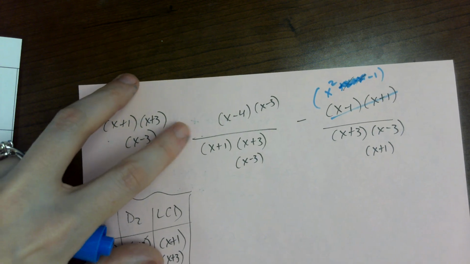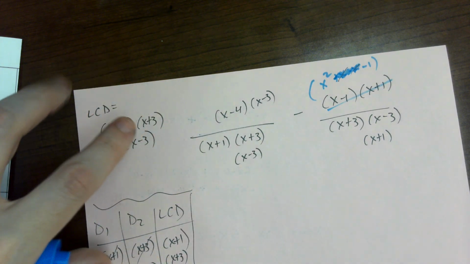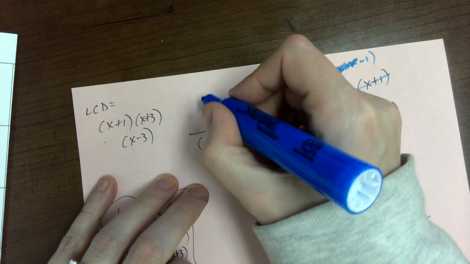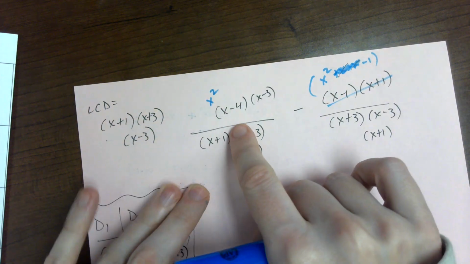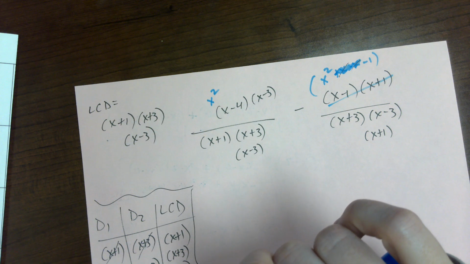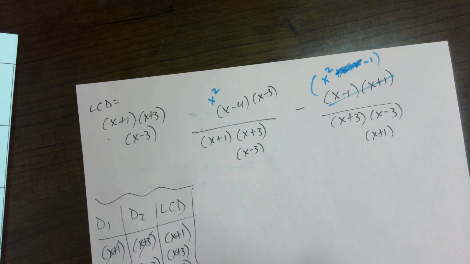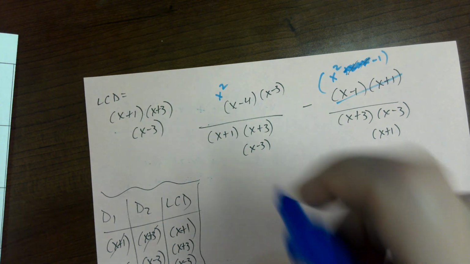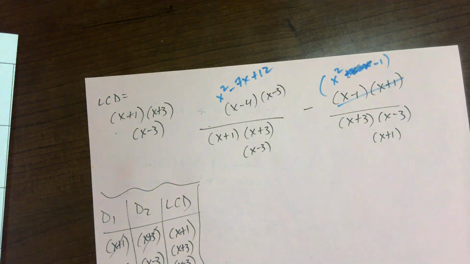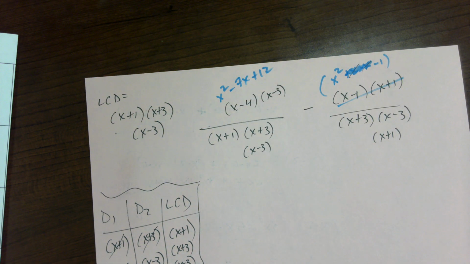All right, and then this one here, I'm going to do it fast. So x squared minus 3x minus 4x. Okay, I'm holding that in my head. Minus 3x minus 4x, that's minus 7x plus 12. Okay, so I skipped showing a step there.